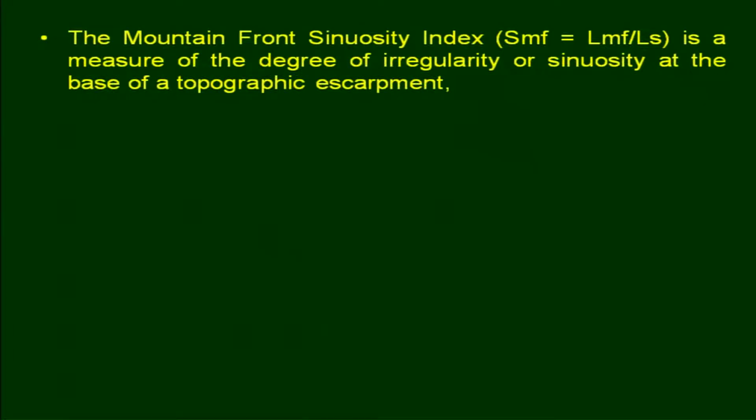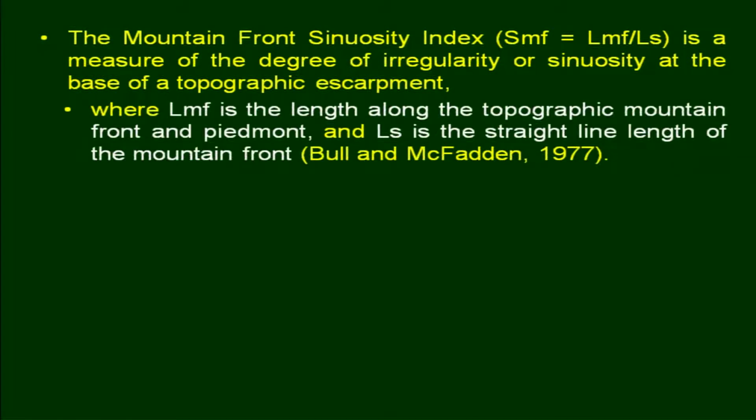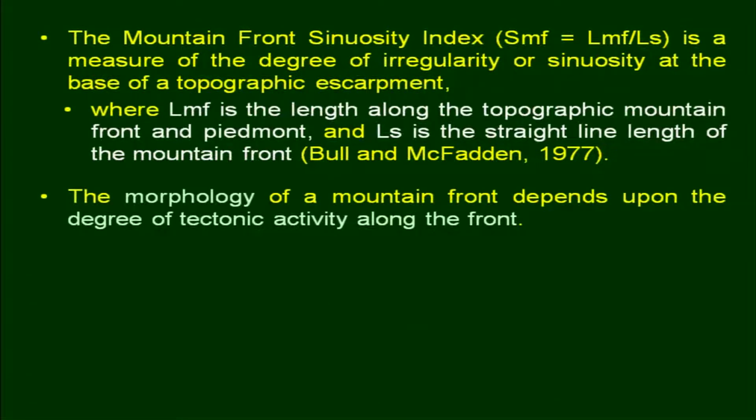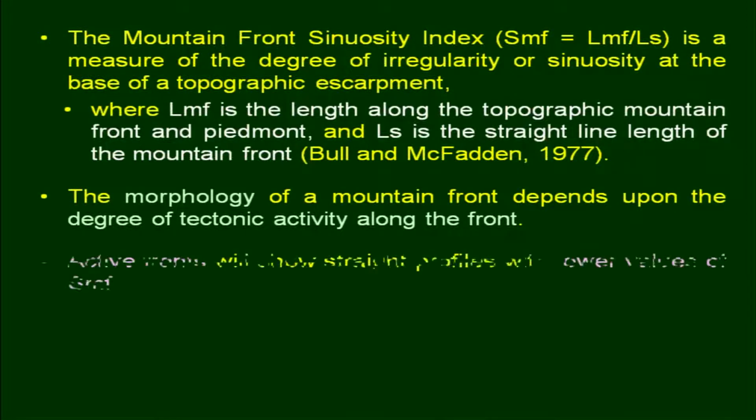The mountain front sinuosity index, SMF equal to LMF by LS, is a measure of the degree of irregularity or sinuosity at the base of a topographic escarpment, where LMF is the length along the topographic mountain front and piedmont, and LS is the straight length of the mountain front. The morphology of the mountain front depends upon the degree of tectonic activity along the front.